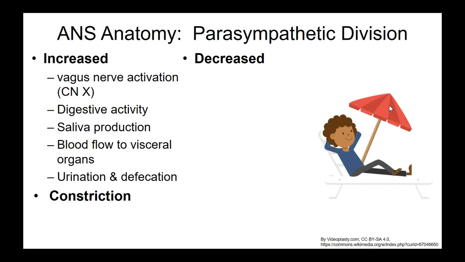Now, if you remember from looking at cranial nerves, the major cranial nerve is the vagus nerve, cranial nerve number 10. And if you remember that cranial nerve, the reason it's so important is because it innervates so many viscera. So here, it's innervating parts of the digestive tract.